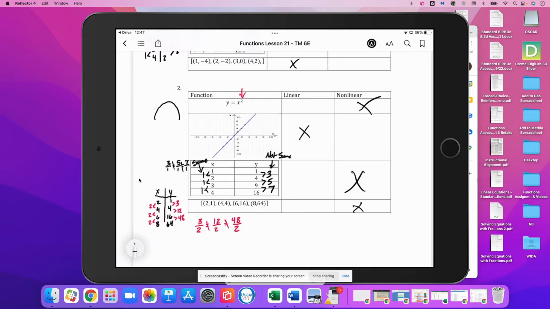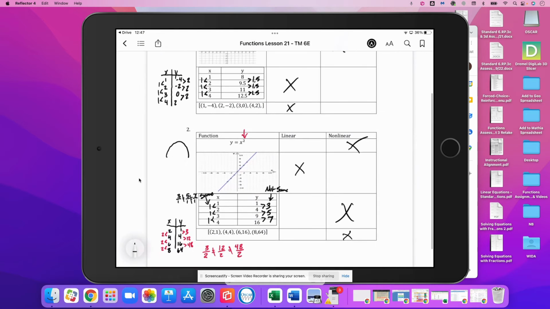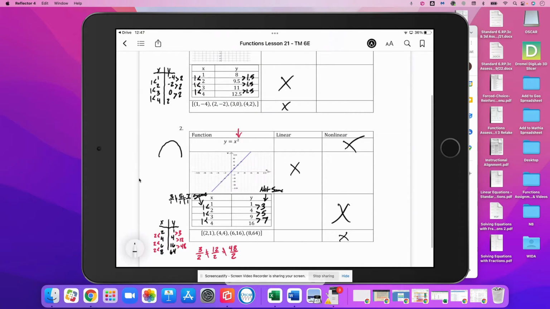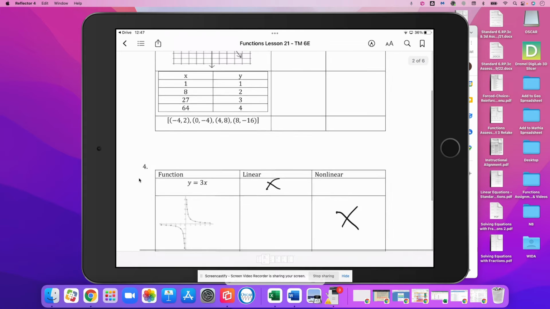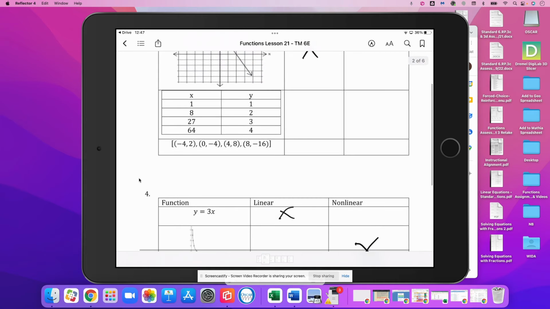Okay, so again, for the tables and the sets, all that you are doing is testing the slope to see if the slope is the same all the way through. If it is, it's linear. If it's not, it's non-linear. Let's jump to the next.